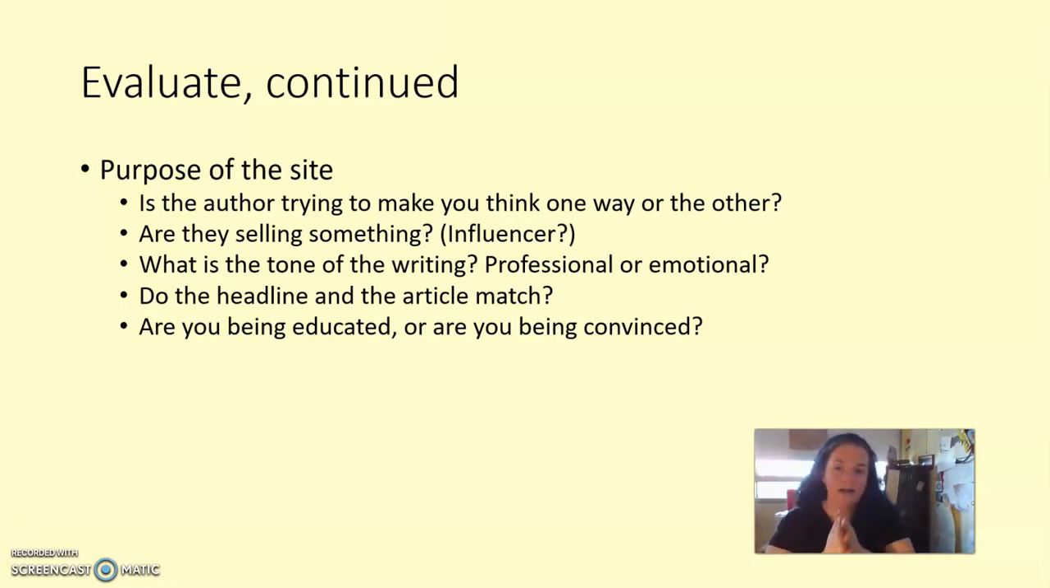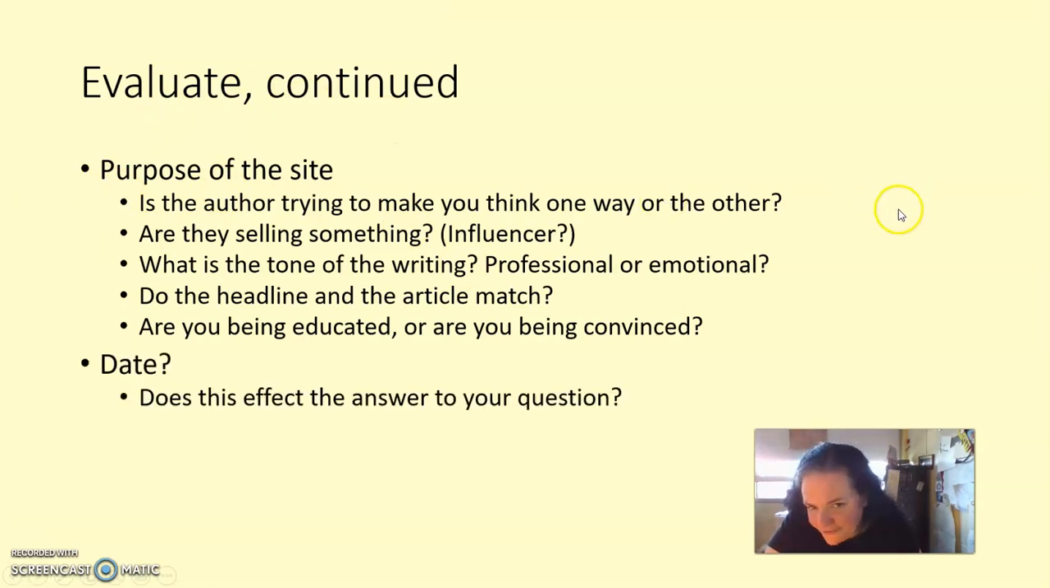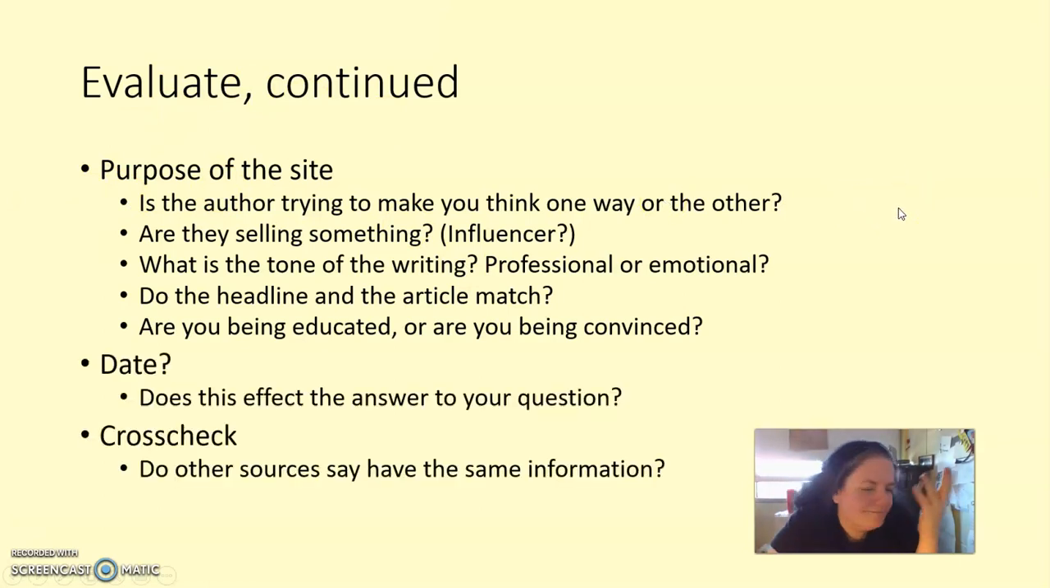Is it emotional? This is a big one. Does the headline for whatever you're reading match the article? Sometimes they don't. Sometimes they're written by 2 separate people who've literally never met. Are you being educated on an idea or are you being convinced? Does that affect how you answer the question? Do other sources have the same information? Again, a lot of these are more for updating news things, but it's the same skill set really for history.